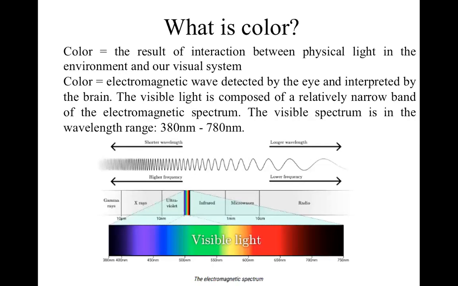Okay, now from the physics point of view, color is an electromagnetic wave detected by the eye, and of course it's interpreted by the brain. There is just a small interval of visible light in the electromagnetic spectrum that goes in wavelength from 380 nanometers to 780 nanometers.